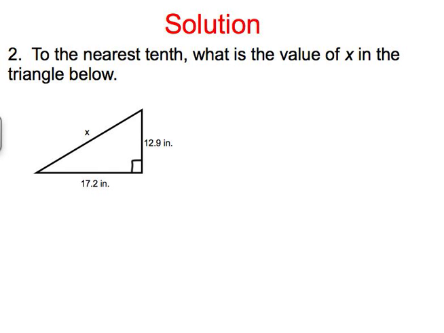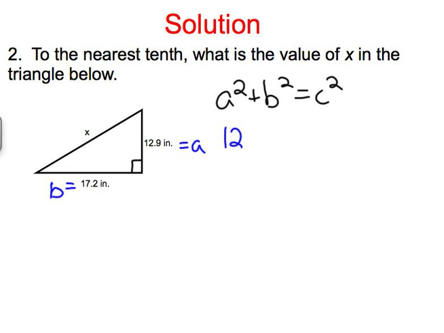To the nearest tenth, what is the value of x in the triangle below? Since we have a right triangle, we're going to use the Pythagorean theorem. Let's label our a and b values. Since 12.9 and 17.2 form the right angle, those are going to be the legs. When we plug in our values, we get 12.9 squared plus 17.2 squared equals our hypotenuse squared. Let's go ahead and simplify.